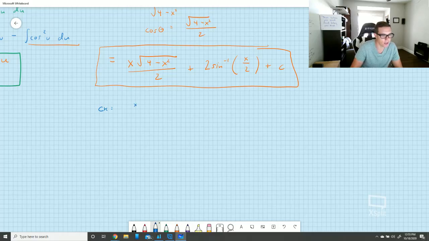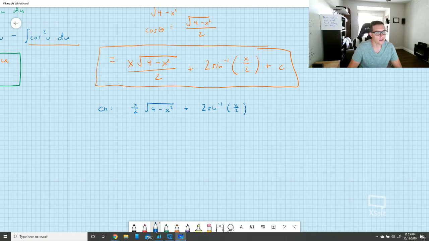So I'm going to rewrite this as x over 2 radical 4 minus x squared plus 2 arc sine x over 2. All right, so this is a product rule. Derivative of the first times the second, plus derivative of the second times the first, and then plus 2 over the arc sine, or the derivative of the arc sine, and then times the derivative of that, so times 1/2.